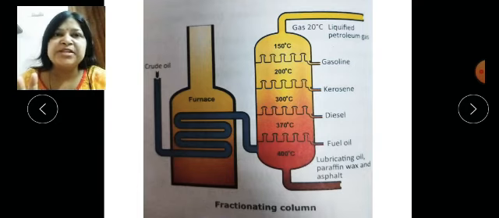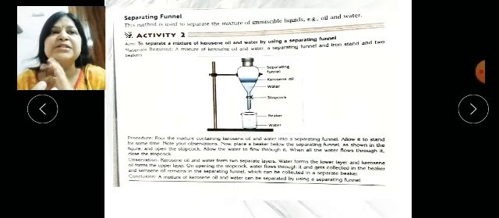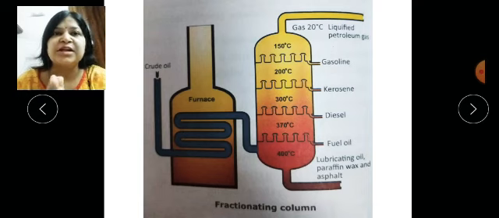Okay children, please go through the chapter. In the Zoom class I told you to write the definition and start finding out the exercises also.